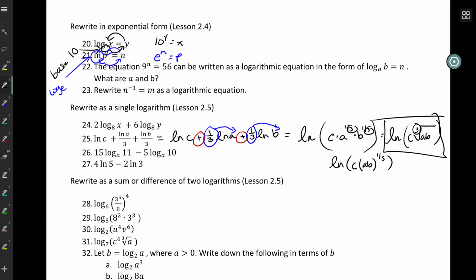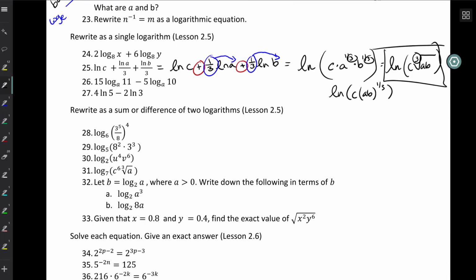Now, let's go the other direction. We want to write as the sum or difference of these two. Now, what we can try to do is look at something that's a little bit more of an IB style question in number 32. 32 is a good one.